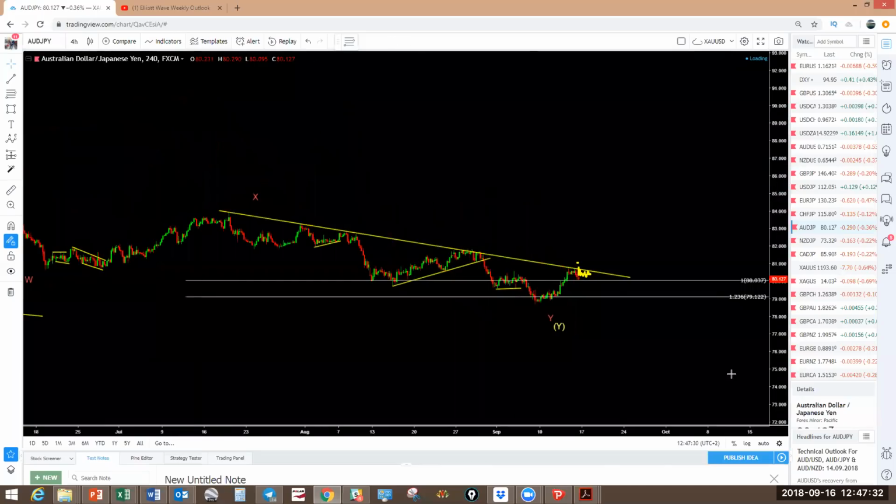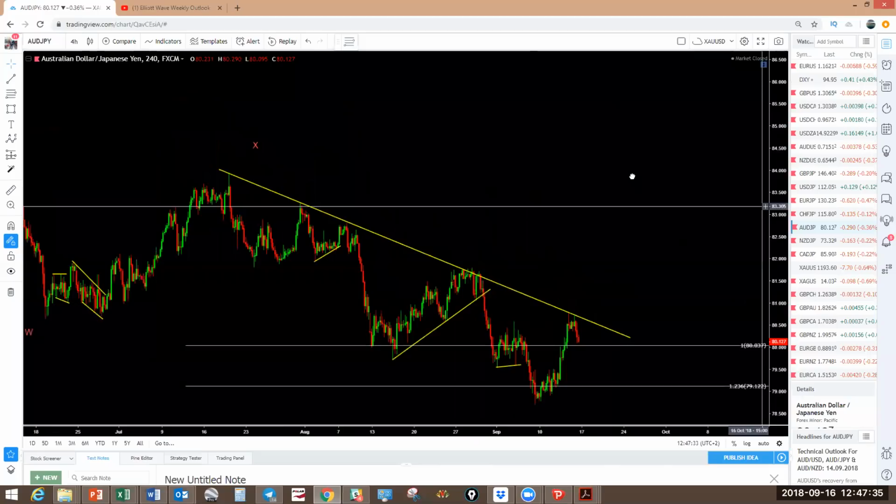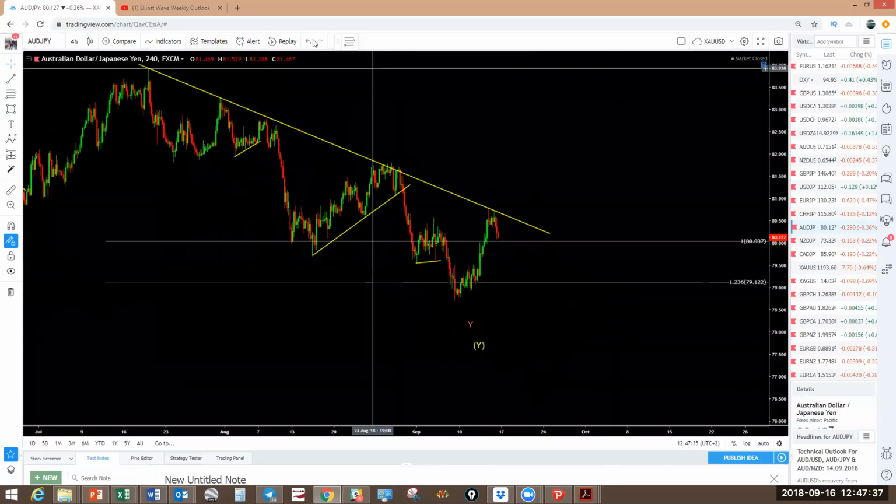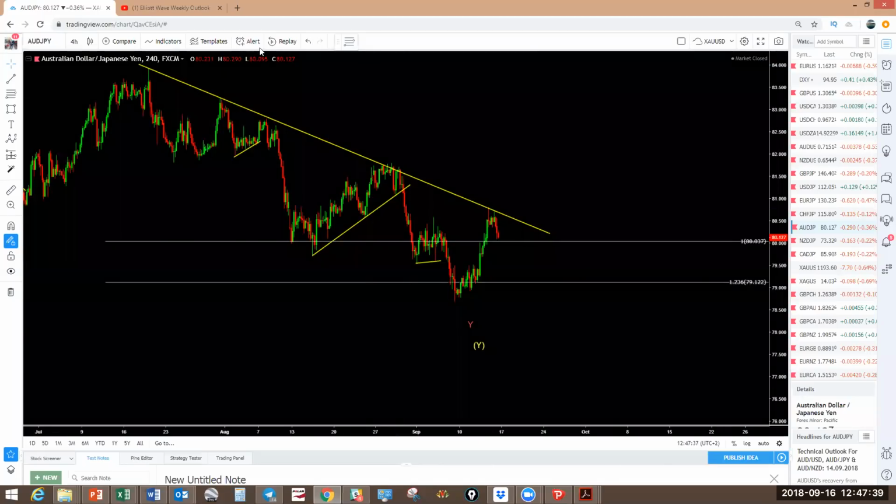So on the 4 hour, looks like we've made 5 waves up. So now we're looking for a 3-wave pullback. If we get that 3-wave pullback, then we'll be looking for further upside.